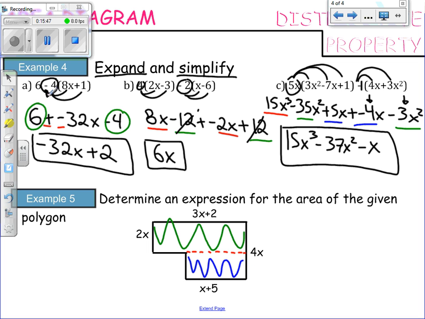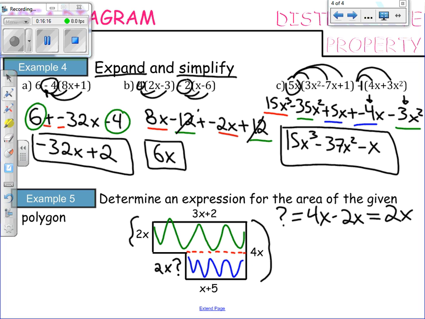Well, that side length is, we know this entire side length is 4x. We know this little part is 2x. So the missing part must be 4x minus 2x. That missing part is 2x. Now it's really easy. Now we have two rectangles. It's easy to calculate the area of the rectangles. If we just calculate the area of this green rectangle and the area of this blue rectangle and add them together, we won't have a problem.